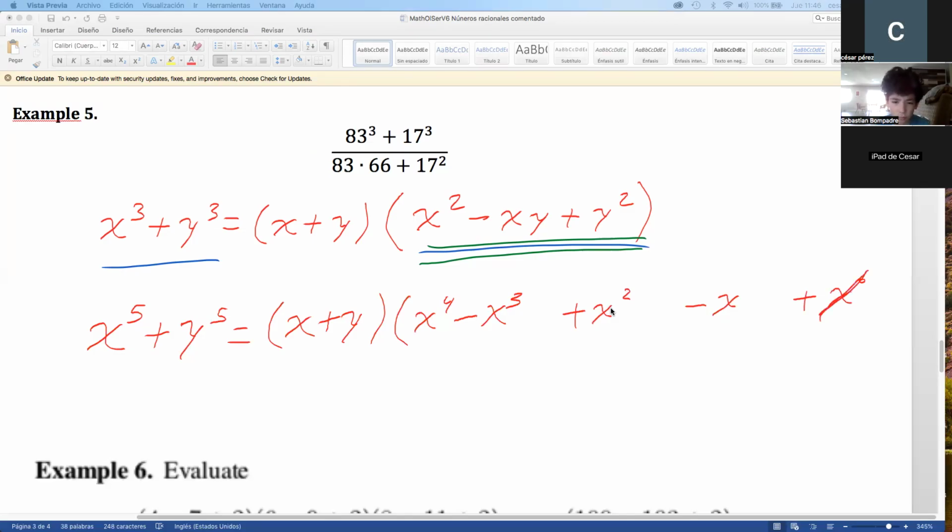We don't need to write this. And here we will have y^4, y^3, y^2, and y. This is how we factor this one. Okay?